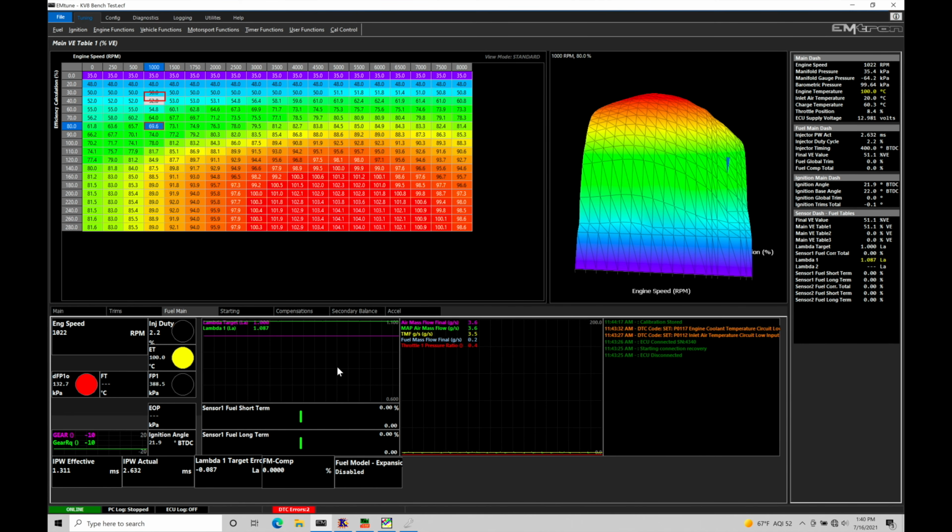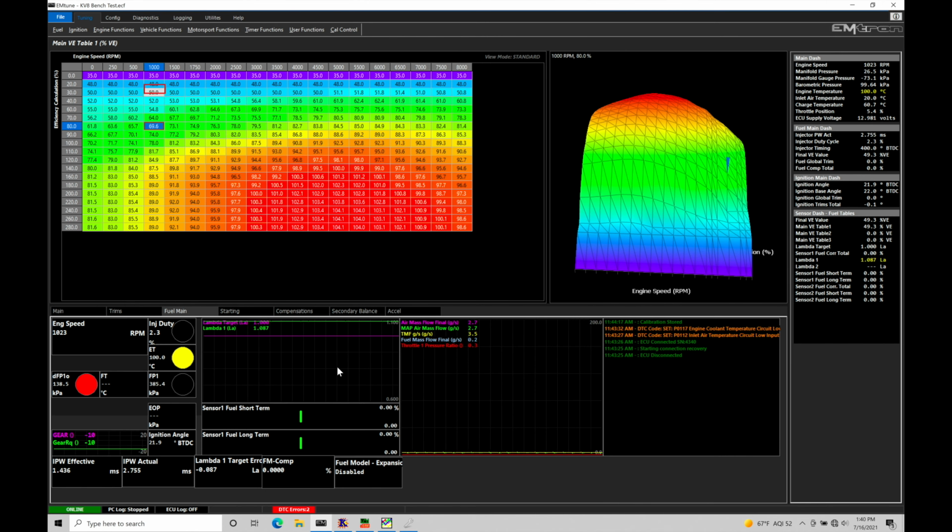So the three most common ways that we can work with airflow modeling is having a relationship between either mass airflow and speed density, throttle mass flow and map pressure, or throttle mass flow and a mass airflow sensor. Now you can combine all kinds of different other ways, but those are the three ways that I primarily work with my air model mode when I'm dealing with an Emtron ECU, and those are probably the more common that you're going to find.